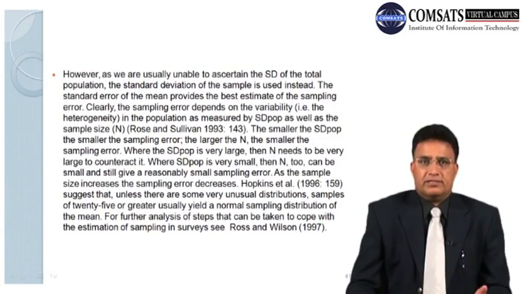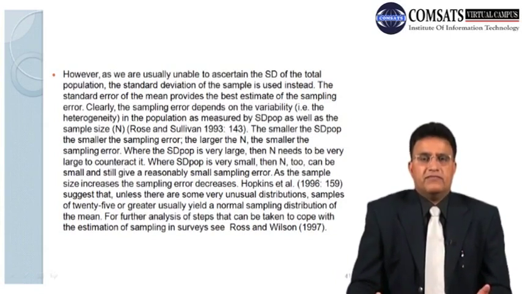As the sample size increases, the sampling error decreases. Hopkins et al. suggest that unless there are some very unusual distributions, samples of 25 or greater usually yield a normal sampling distribution of the mean. So for further analysis of steps that can be taken to cope with the estimation of sampling in surveys, I'd suggest you see Ross and Wilson, 1997.